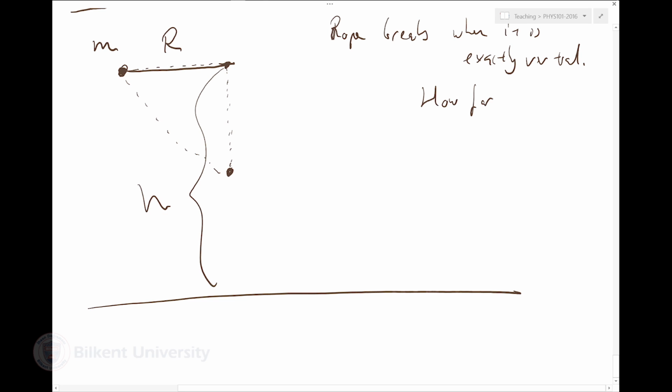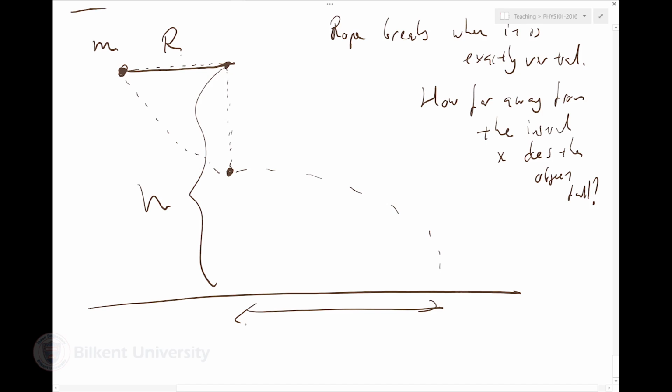How far away from the initial x does the object fall? So I'm leaving this pendulum. It swings a quarter of a period. Okay. Then the rope snaps. Then I'll have projectile motion. I basically would like to find out what this distance is. And I'm given g.